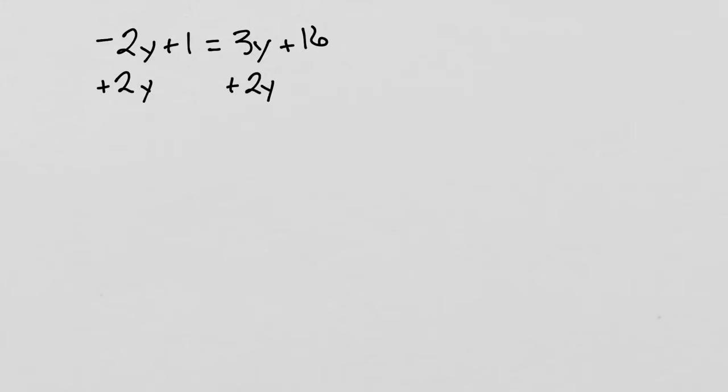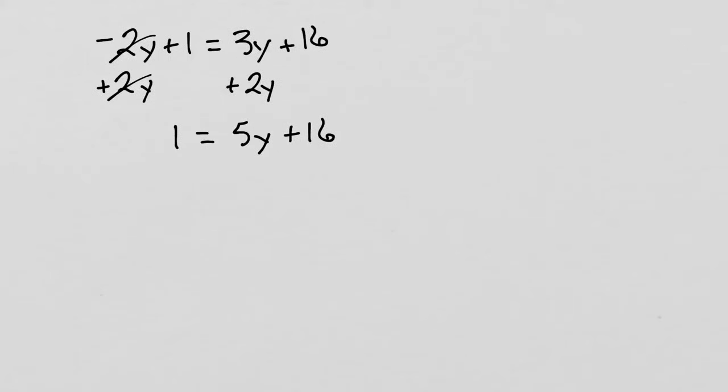The 2y will cancel out. Now 3y plus 2y is 5y. So we have 1 equals 5y plus 16. We now have a familiar two-step equation, which you should be able to solve, but let's go over it.